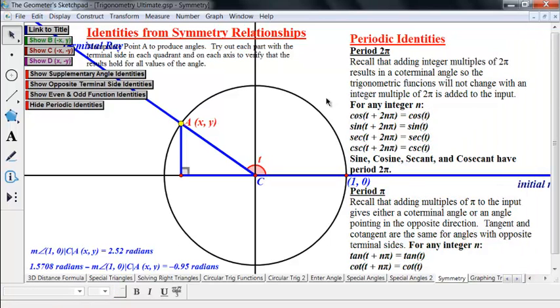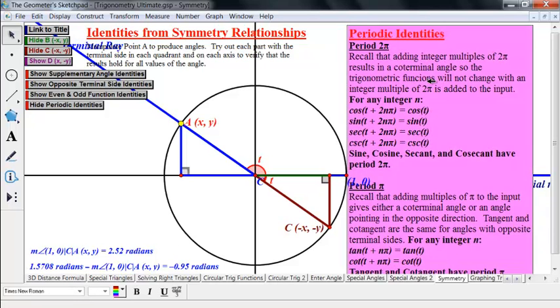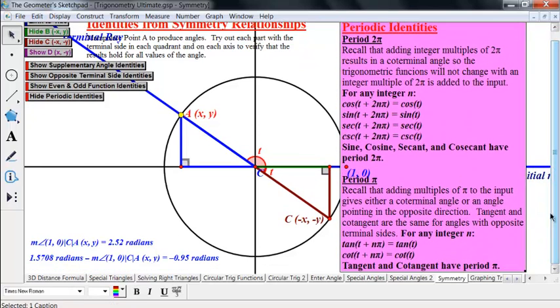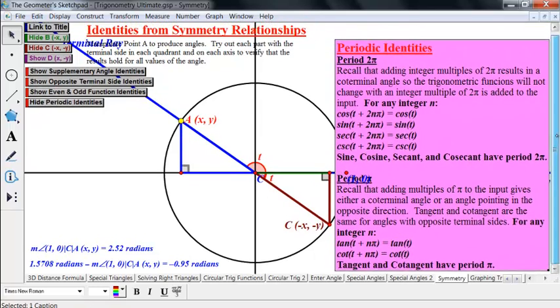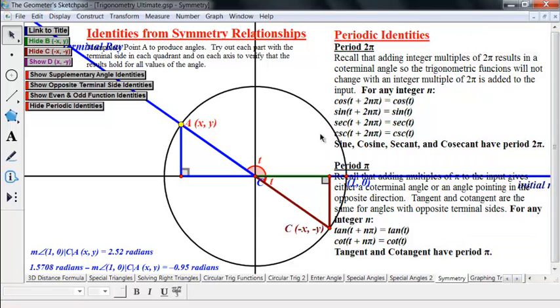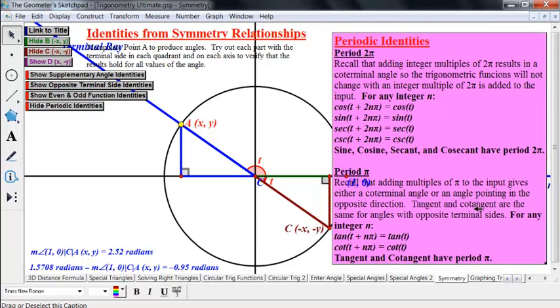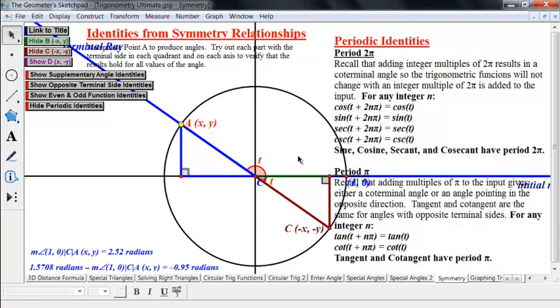But we have something else, remember, for tangent, that if we rotate just pi, we also get the same tangent. So for tangent, we have a smaller period. Tangent and cotangent have period pi. So that if we add or subtract multiples of pi, then we get, in fact, the same value for the tangent. So, adding or subtracting multiples of pi to the input will keep the tangent the same, but adding or subtracting multiples of 2 pi, of course, will keep them all the same.